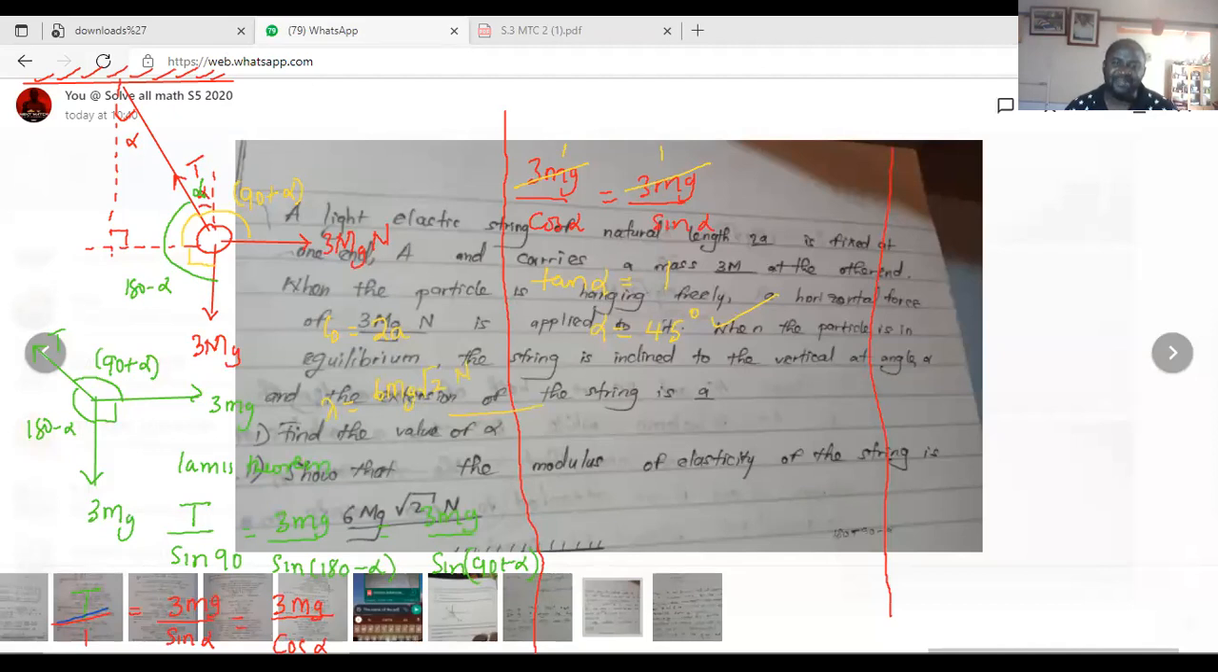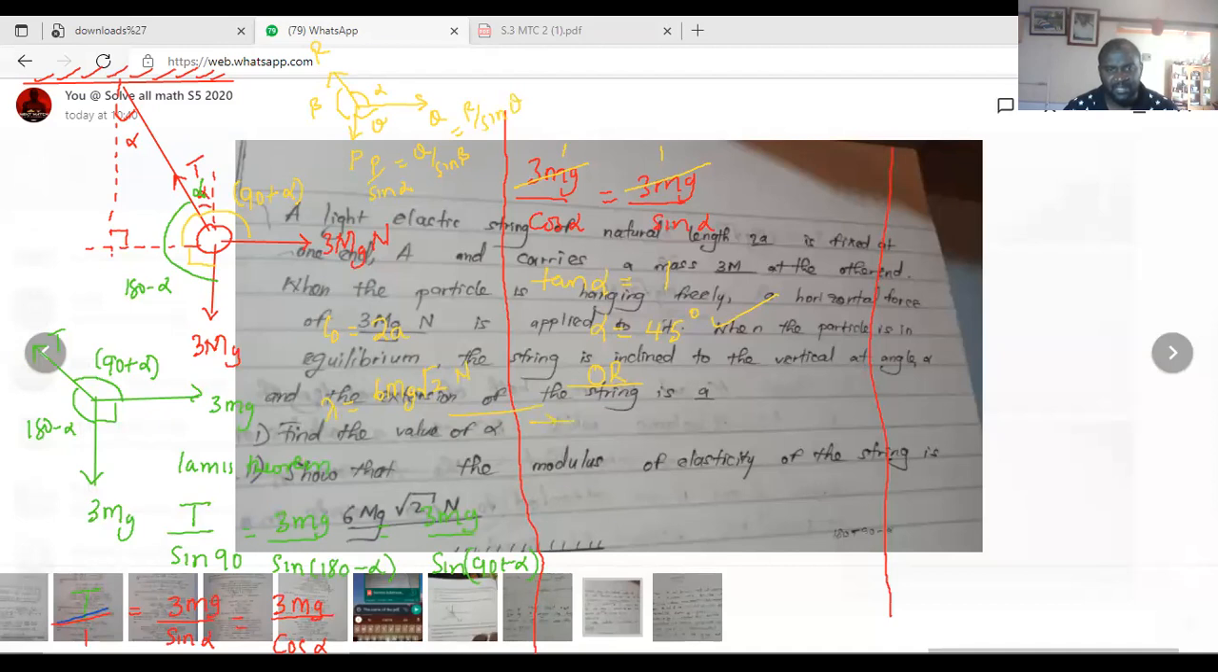Elizabeth is asking, but teacher, why are we using Lamy's theorem and not resolving? It's okay. Lamy's theorem is a shortcut. Perhaps you don't know about Lamy. Lamy states this: if you have 3 forces P, Q, R, and R is opposite to theta, P is opposite to alpha, and Q is opposite to beta, then P over sine alpha is equal to Q over sine beta is equal to R over sine theta.